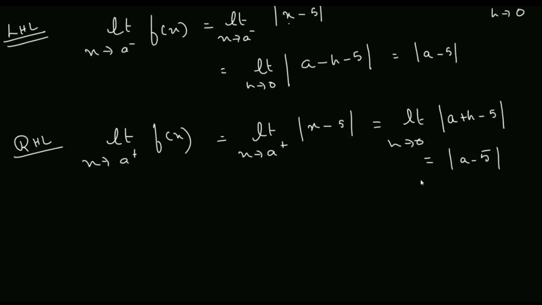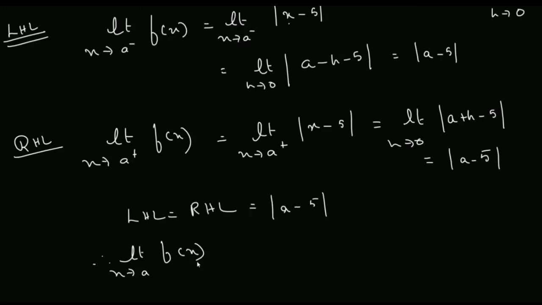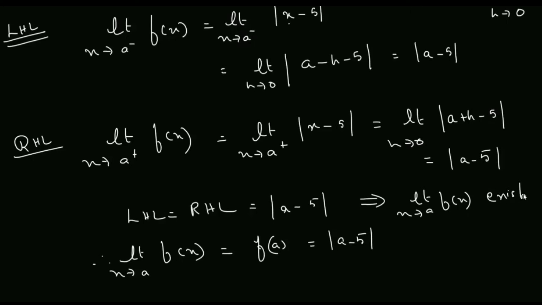So you can see here the left hand limit is equal to the right hand limit, which is equal to modulus of a minus 5, and therefore the limit x tends to a of the function f of x is equal to the functional value. The functional value is also equal to the same thing. Since the left hand limit is equal to the right hand limit, this implies the limit exists. Limit x tends to a of f of x exists, and that is equal to modulus of a minus 5.